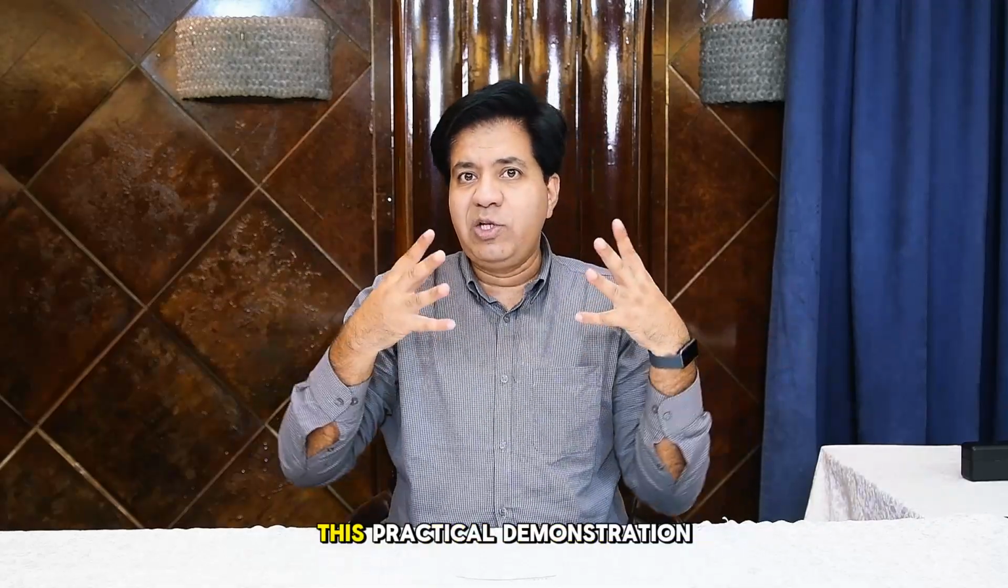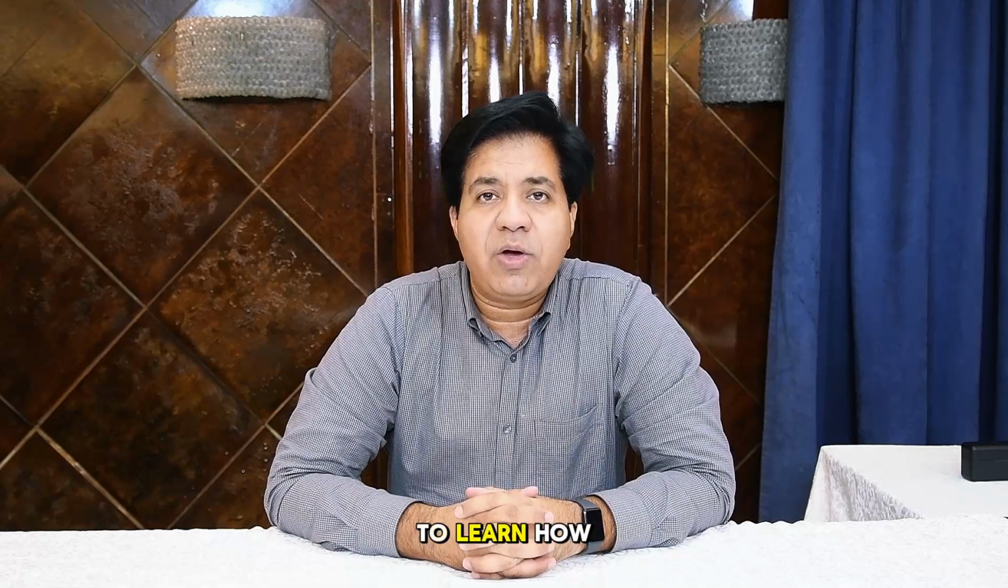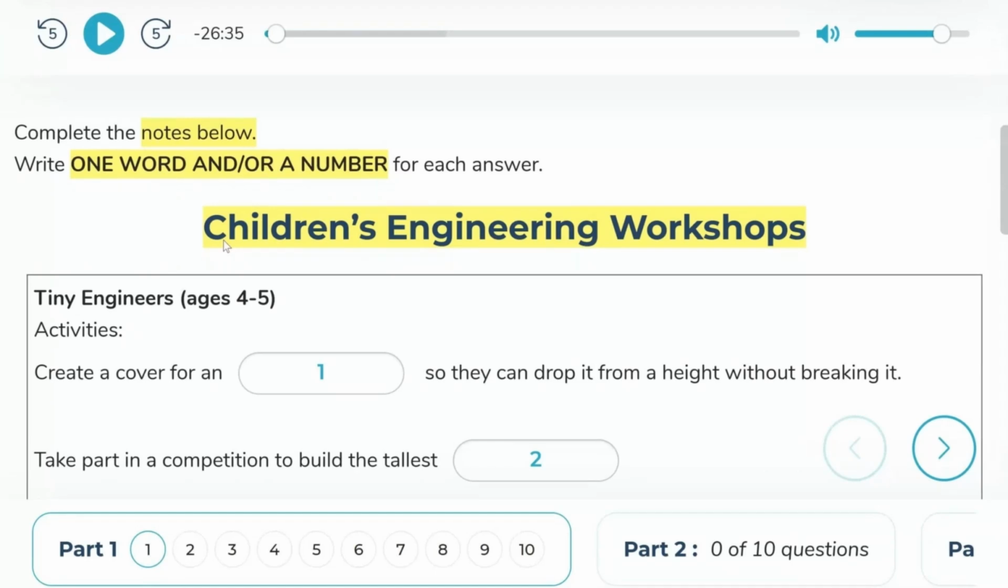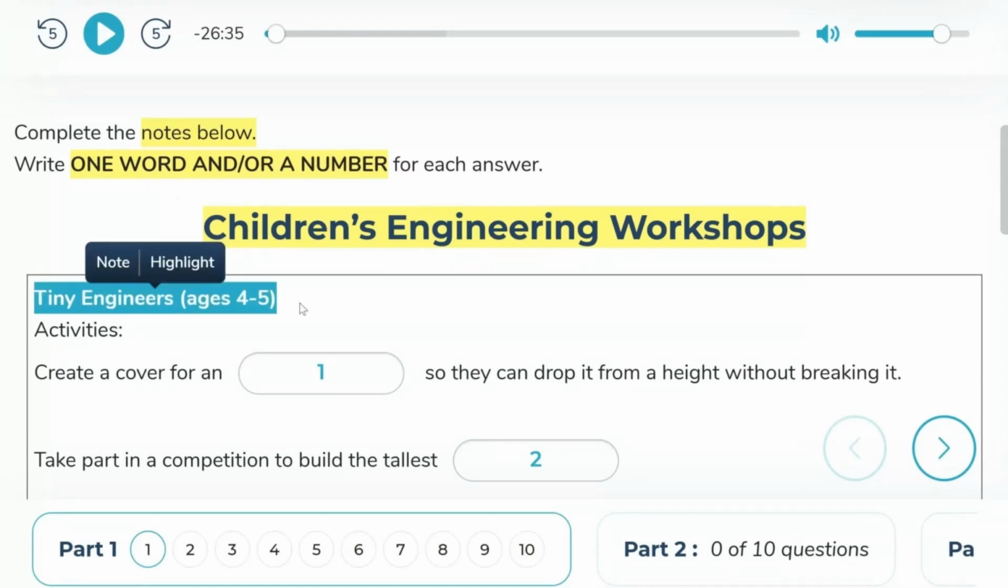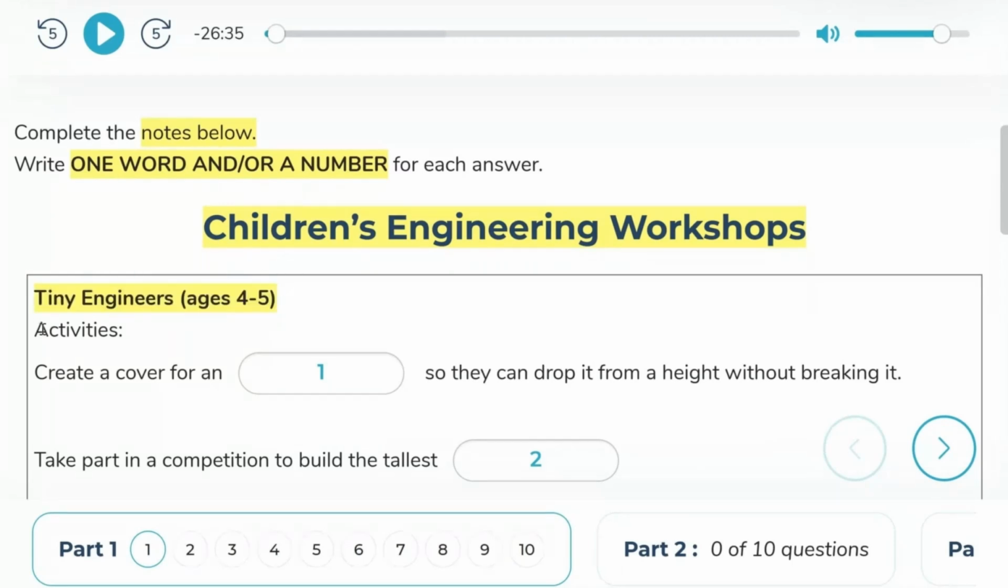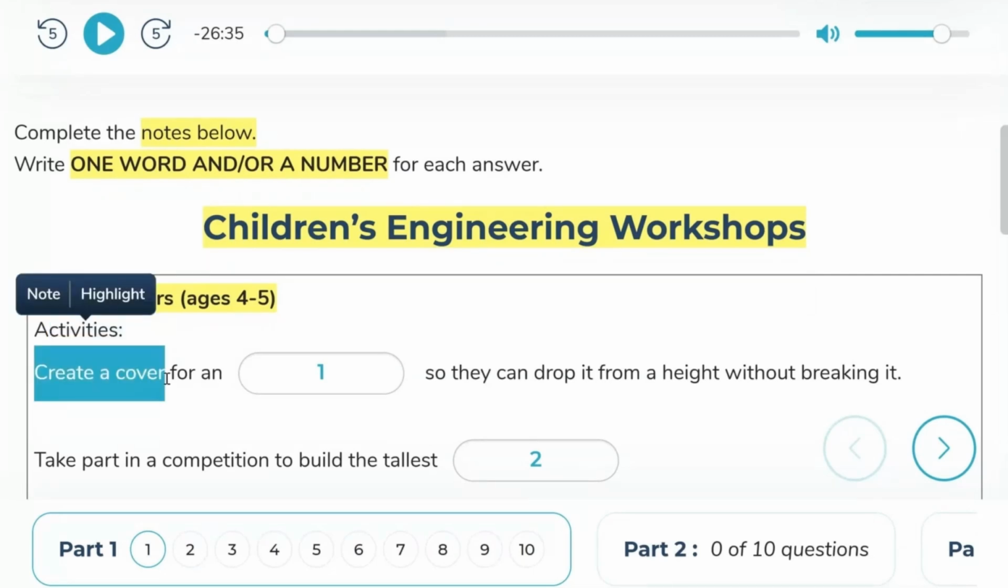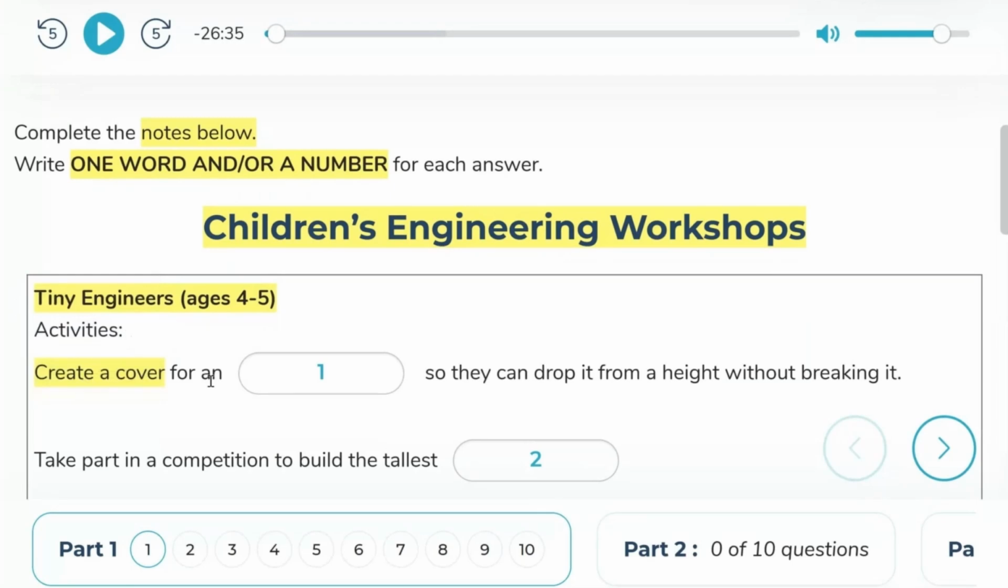Okay. Now let's look into this practical demonstration where, in listening part 1, you're going to learn how to type your answer. The first one is tiny engineers, and the age group is 4 to 5. Okay, activities. Now what are their activities? Okay, create a cover. So the first activity is they have to create a cover for an.